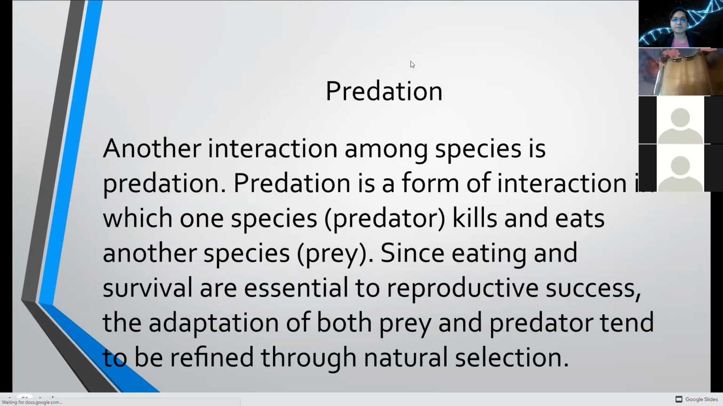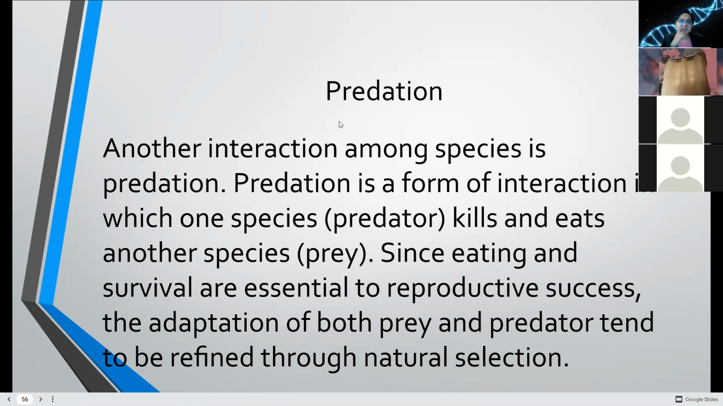Predation. This is common. Another interaction among species is predation. Predation is a form of interaction in which one species, the predator, kills and eats another species, the prey, for food. Since eating and survival are essential for reproductive success, the adaptations of both prey and predator tend to be refined through natural selection.